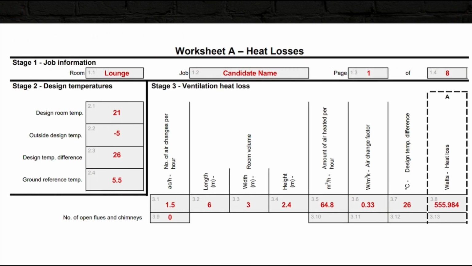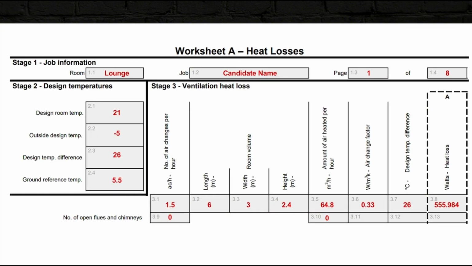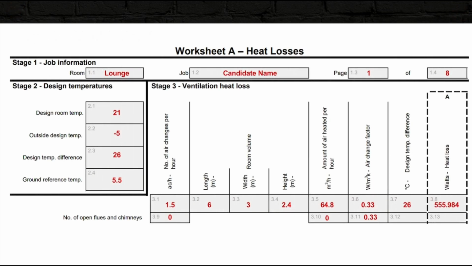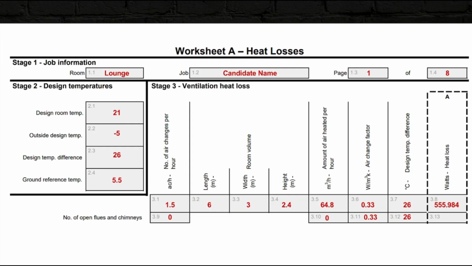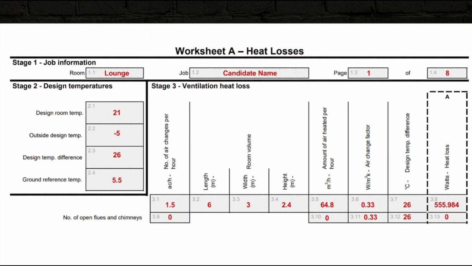So 3.9 would be 0, then 0 for box 3.10. 3.11 would be our specific heat capacity, which is a 0.33. Box 3.12 is the design temperature difference, which is 26 degrees. But when we multiply boxes 3.10, 3.11 and 3.12 together, obviously with a 0 in there, the total is going to be 0. So that's stages 1, 2 and 3 complete.